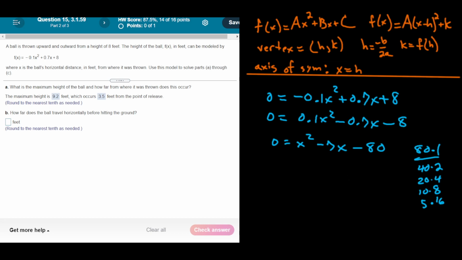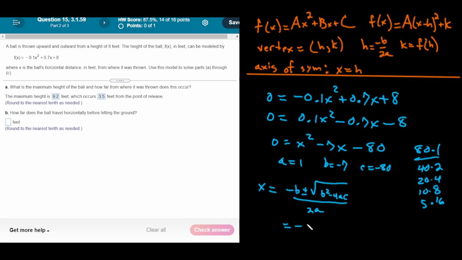So this is going to be a good old-fashioned quadratic formula question. So A is equal to 1, B is equal to -7, C is equal to -80. And you may remember from my last video, x is equal to -B plus or minus big old square root of B squared minus 4 times your A times your C, all over 2A.